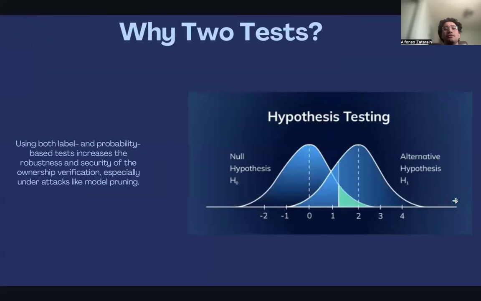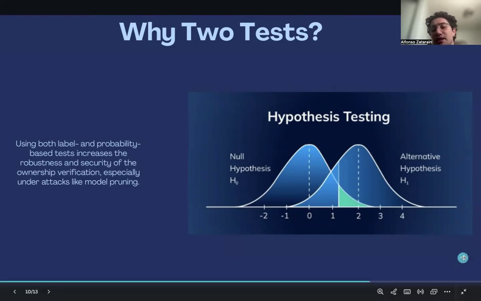Okay, why do we choose to test? Using both label and probability-based tests increases the robustness and security of the ownership verification, specifically under attacks like model pruning. This helps a lot to make it more secure, and we obviously want the most secure verification.